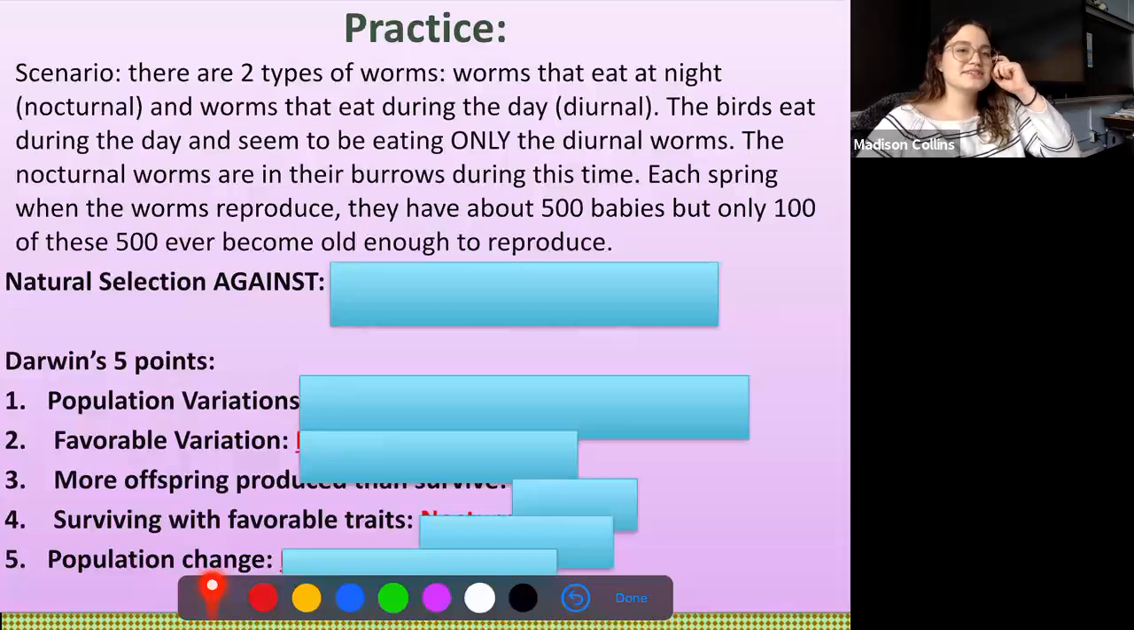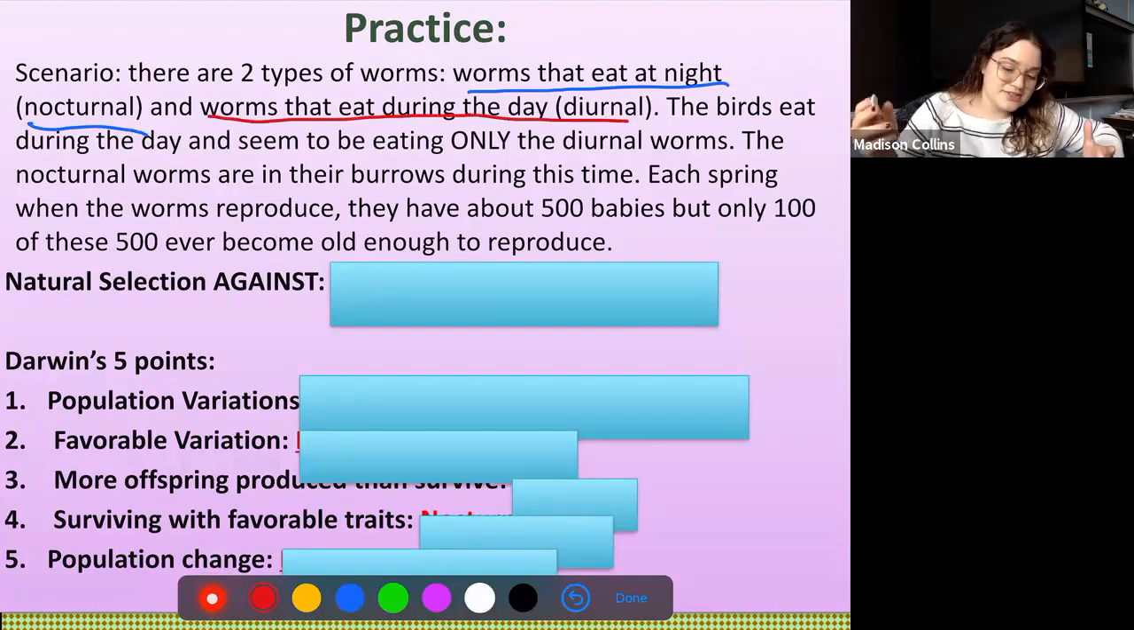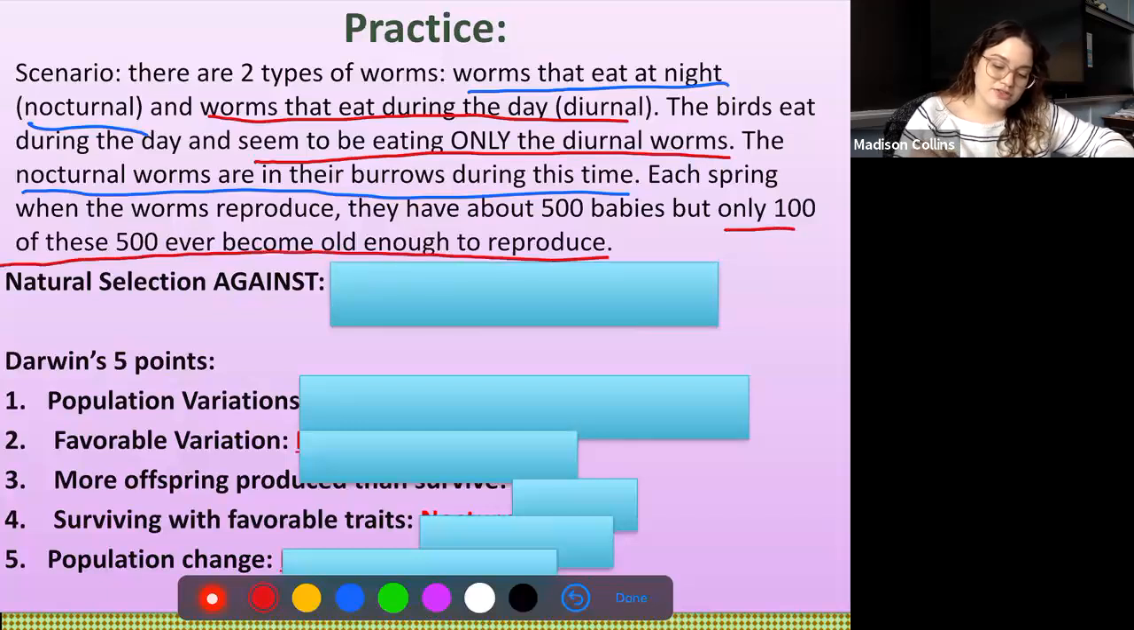Now, I've got two examples that we're going to work through together. So I've got a scenario for you. There are two types of worms: worms that eat at night, called nocturnal, and worms that eat during the day, known as diurnal. Now, birds eat during the day and seem to only be eating the diurnal worms because the nocturnal worms are in their burrows during this time. They are hiding out. So each spring when the worms reproduce, they have about 500 babies, but only 100 of these 500 ever become old enough to reproduce.